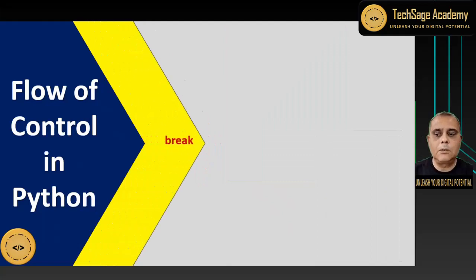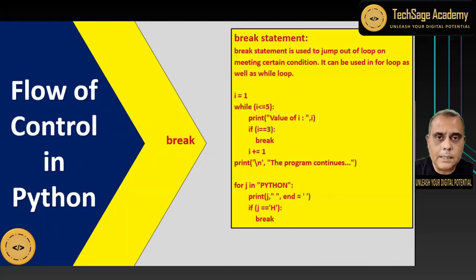Let's move on to the next topic, and that is the break statement. What is the break statement? The break statement is used to jump out of a loop if a condition is satisfied. On meeting a certain condition, we can break the loop even before it completes all its passes. We can break the loop and come out of the loop, and the rest of our program will continue. So let's see how this break statement works.